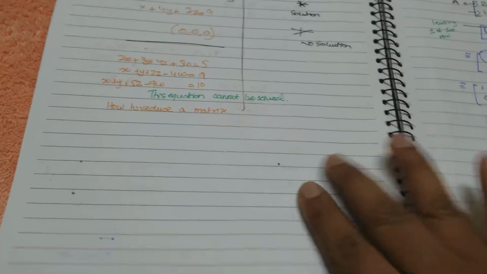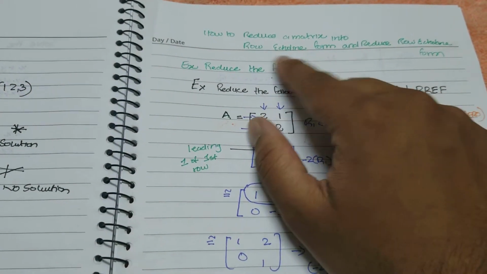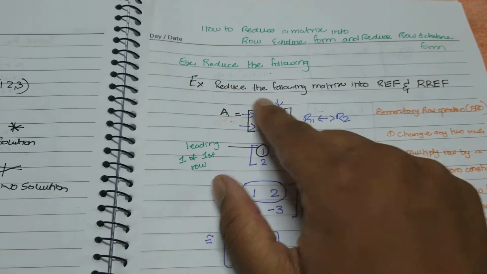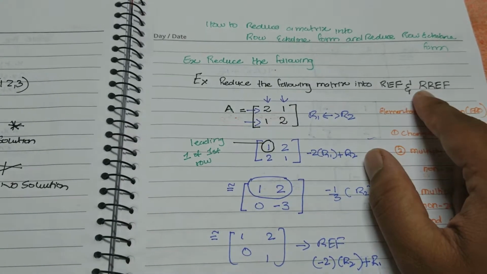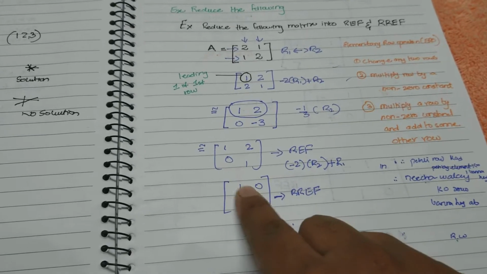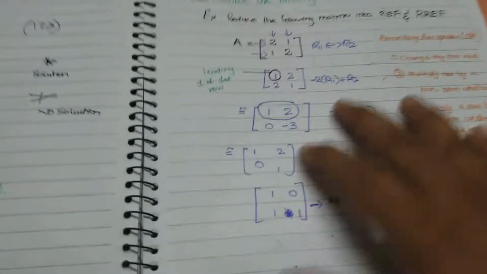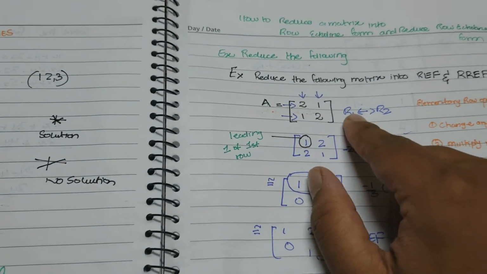Now what we're going to do next is how to reduce a matrix into row equivalent form and reduced row equivalent form. Reduce the following matrix. Our ultimate goal is to have the identity matrix over here, so we have to go through this process. I'm going to try to explain this process a bit. We have this A, with rows 2 1 and 1 2.